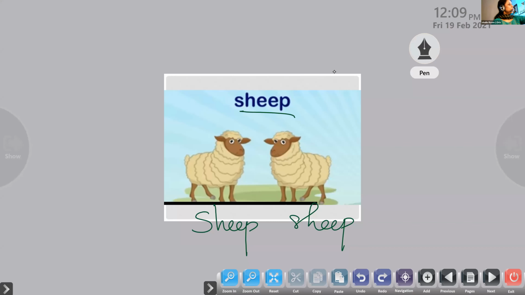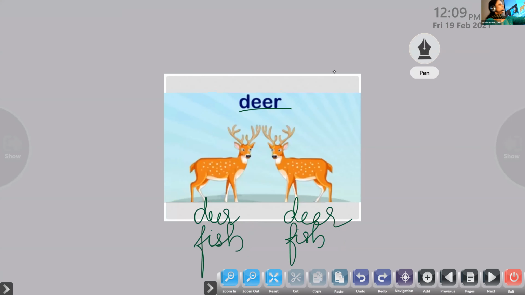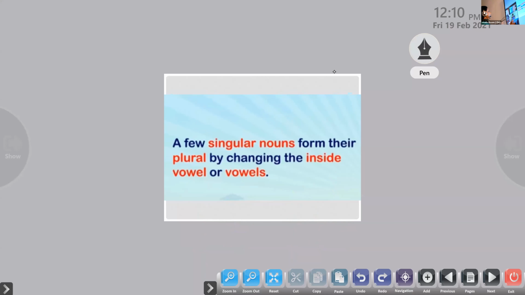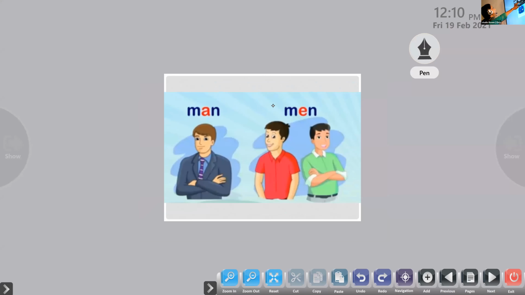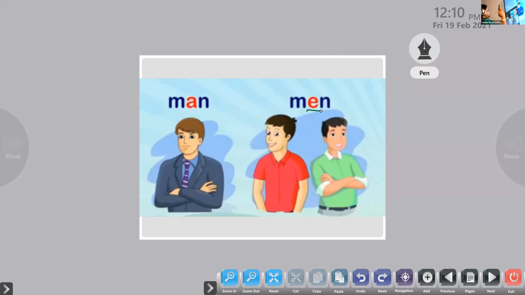Sixth rule is over. Now let's move on to the seventh rule. What's the seventh rule? A few singular nouns form the plural by changing the inside vowel or vowels. How do they change to plurals, children? By changing the inside vowels. Which are those words? Man, men. They change the inside vowels in order to change from singular into plural.